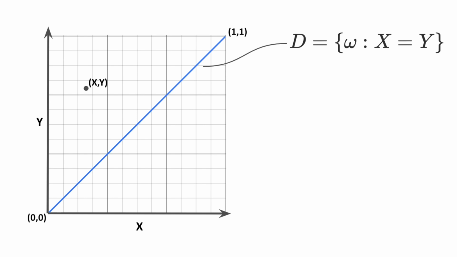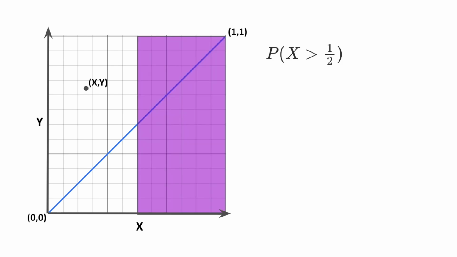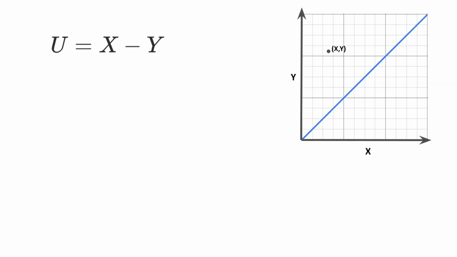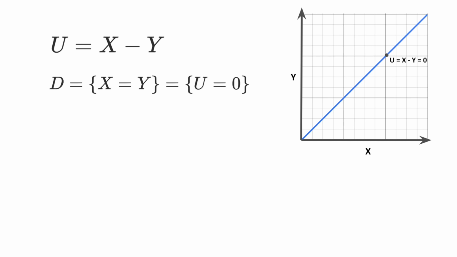In this case, we're interested in the event D, that the point x, y lies on this diagonal. In particular, we want to compute the probability that the x-coordinate is larger than a half, given that the point lies on the diagonal. In what follows, we'll look at two different ways of calculating this probability. First, we'll define a new random variable U, which is equal to the difference between x and y. Observe that our point lies on the diagonal precisely when U is equal to 0.